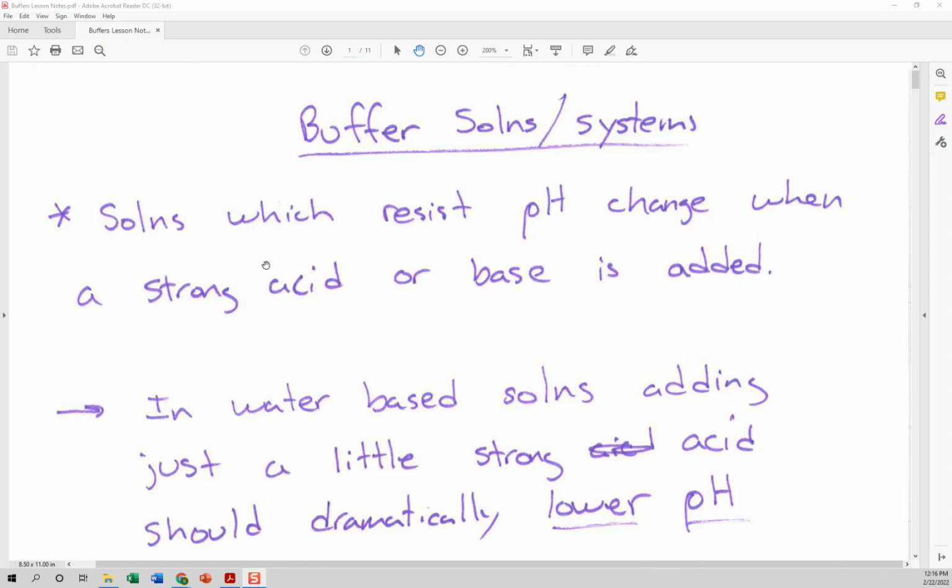And in this scenario, we really don't care about the spectator ion. If I'm adding HCl, I don't care about the chloride. I just care that I'm adding H+. And if I add sodium hydroxide, I don't care about the sodium. I just care that I'm adding hydroxide.